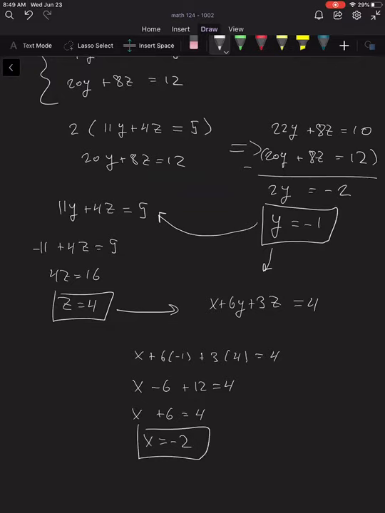So our answers are x is equal to minus 2, y is equal to minus 1, and z is equal to 4.